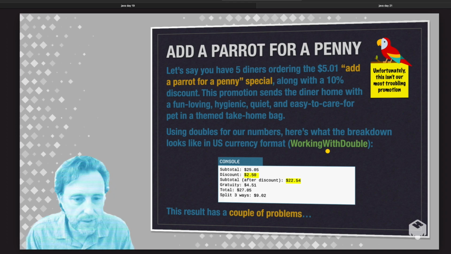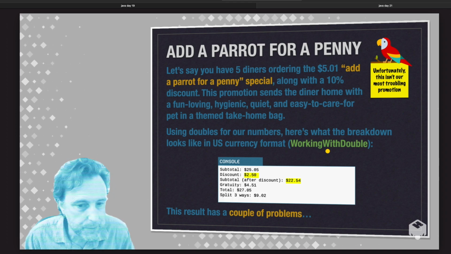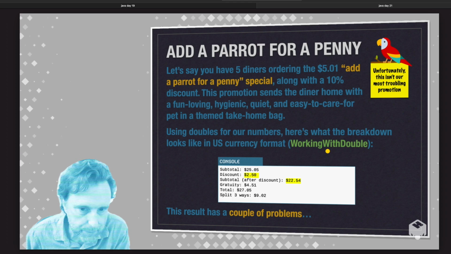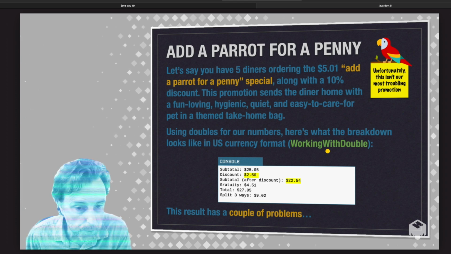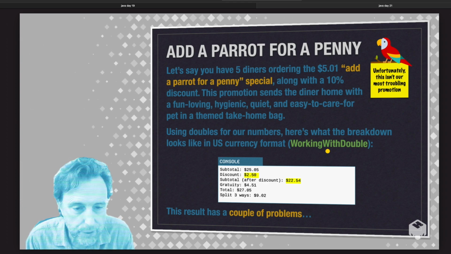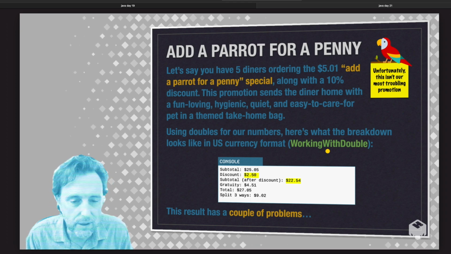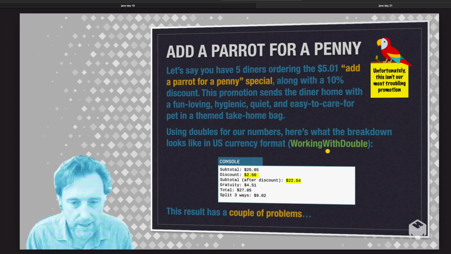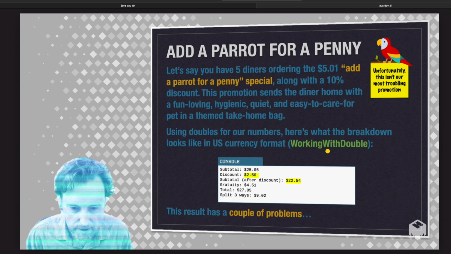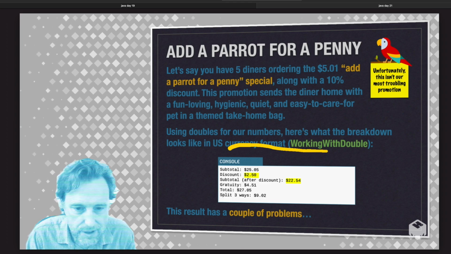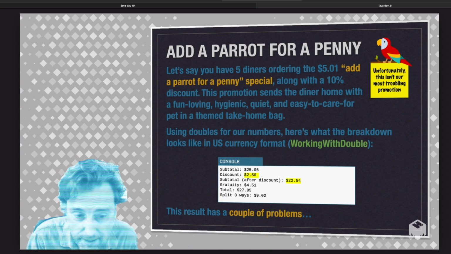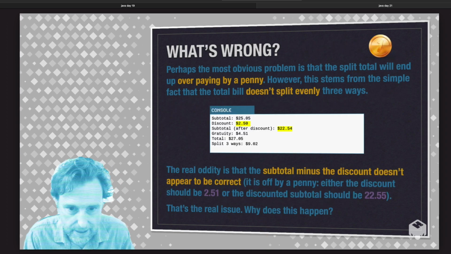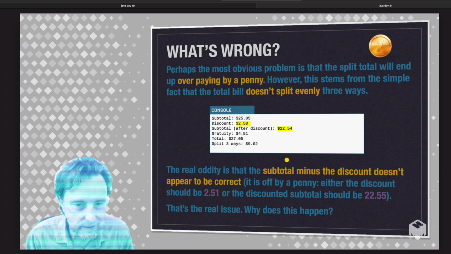But the results we'll get at the console are going to say subtotal is 25.05, which is 5 times 5.01, a discount of 2.50, subtotal after discount of 22.54, gratuity of 4.51, total bill of 27.05, and a three-way split of 9.02. And I did highlight some stuff here which might draw your attention to stuff that's maybe not entirely correct. But let's head to the next slide and look at it in more detail.